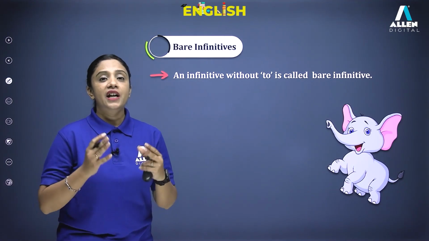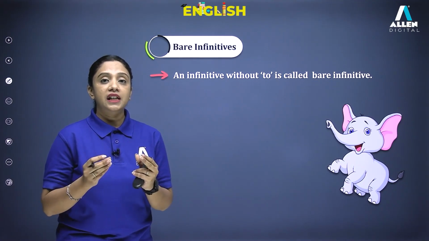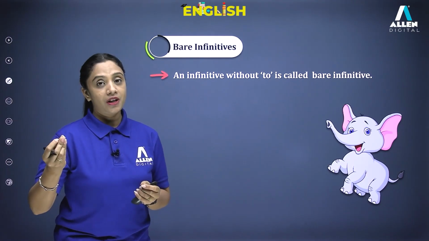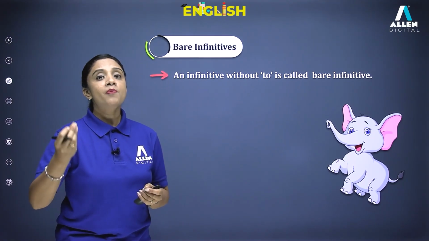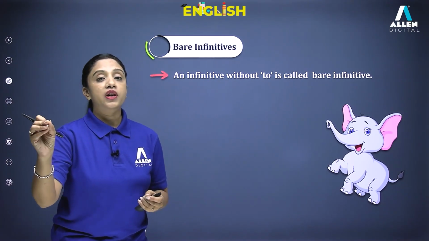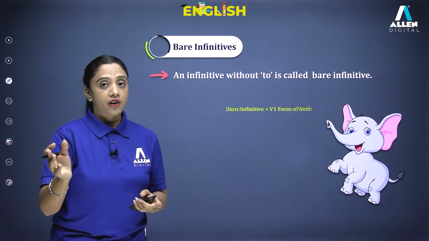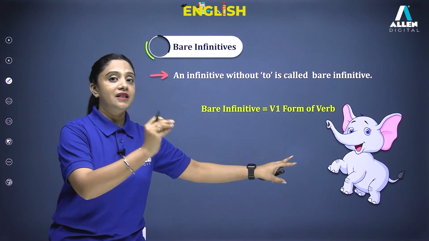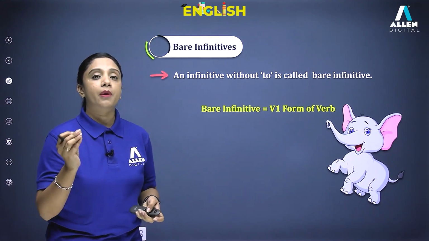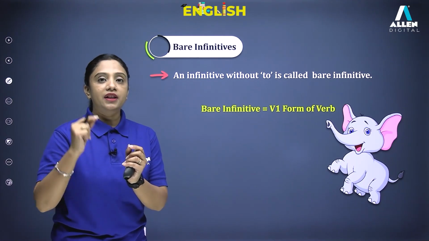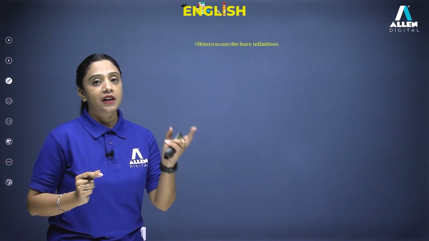So in a nutshell, whenever you are going to see only the first form of the verb in certain situations, because you are going to see first form of the verb in simple present tense as well, but there it is not functioning as a bare infinitive, right? So bare infinitive is what? Only first form of the verb in certain situations. So here we are going to discuss particular situations where you are going to use first form, and that will be considered as bare infinitive, right?